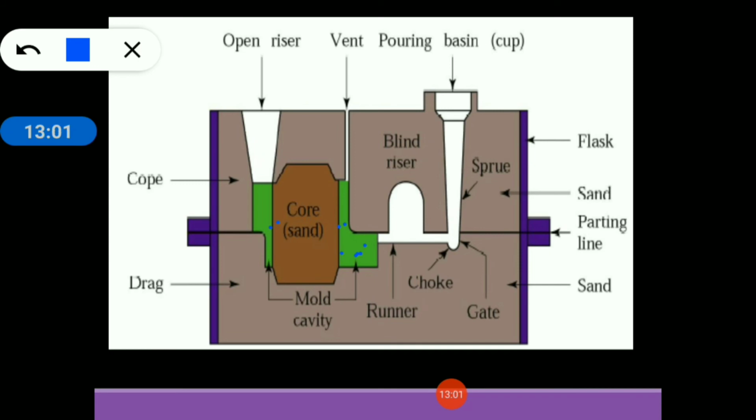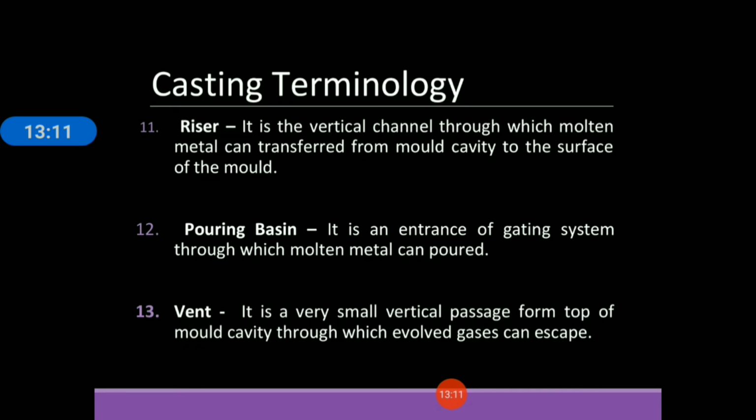So this is a vent, a small vertical passage through which your developed gases will come out. So vent is a small vertical passage from the top of the mold cavity through which evolved gases can escape.